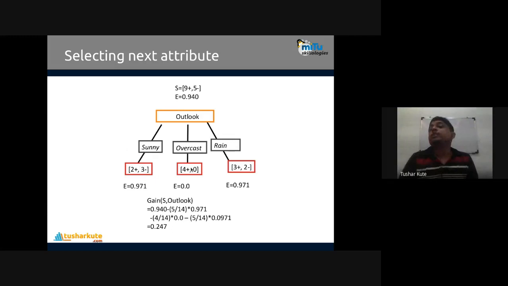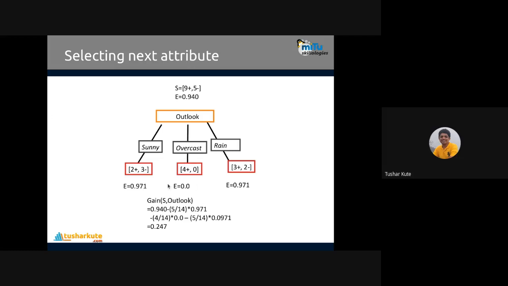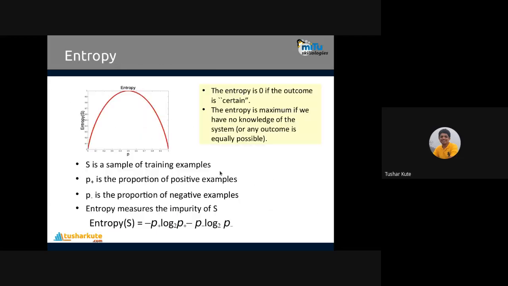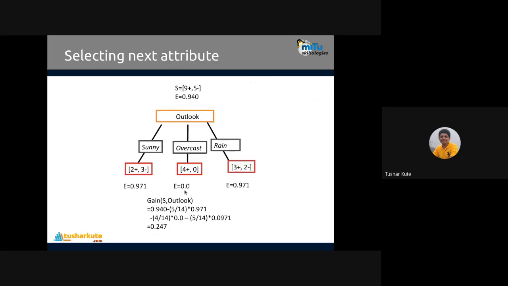When you choose sunny, 2 plus and 3 minus are there, entropy is 0.97. When you choose overcast, entropy is 0, because 4 plus and 0 minus are there, it directly comes to 0. Complete balance on one class or another class means entropy will be 0. And for 3 plus and 2 minus, again we have 0.97. To identify the gain for outlook, we use 0.94 entropy minus 5 out of 14 into 0.97, minus 4 out of 14 into 0 here. This term automatically becomes 0, leaving minus 5 out of 14 into 0.97.